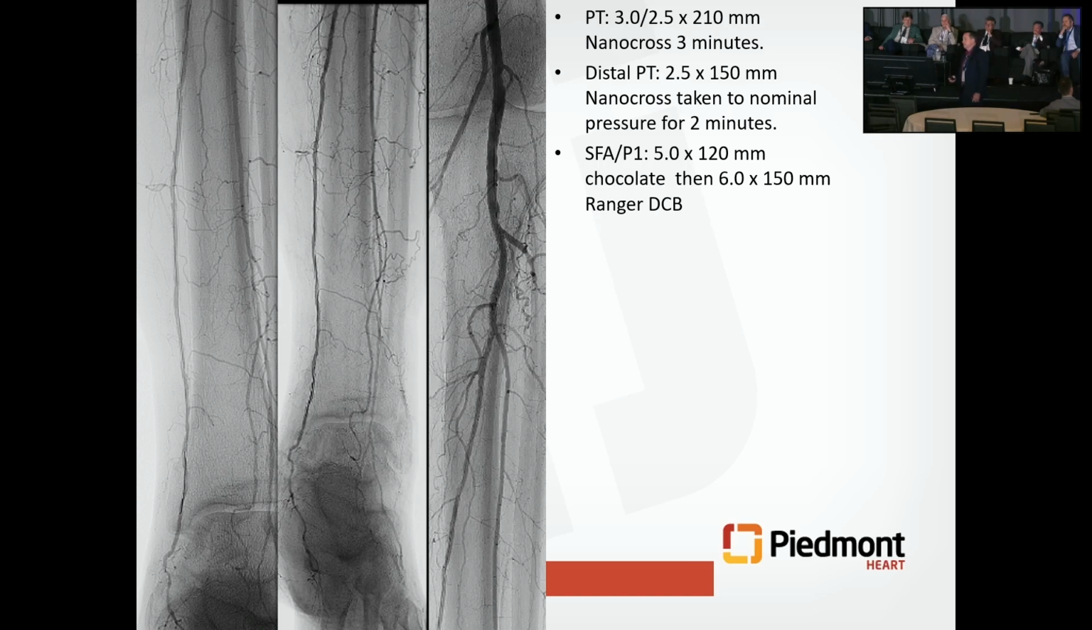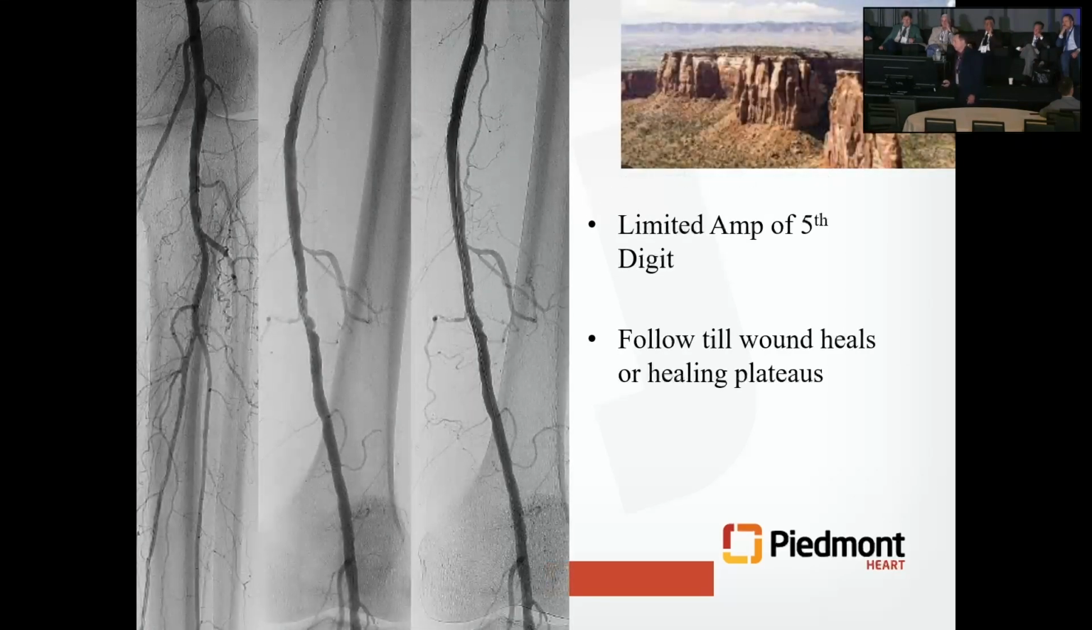And then the SFA, we actually just treated with a 120 millimeter chocolate balloon and then used a Ranger DCB. At the end of the day here, that's what that looked like too, before and after. Patient went on for a limited amp of the 5th digit, and we actually followed him. His wound healed, and then of course his other foot got a problem. Then we went over and did the other side.